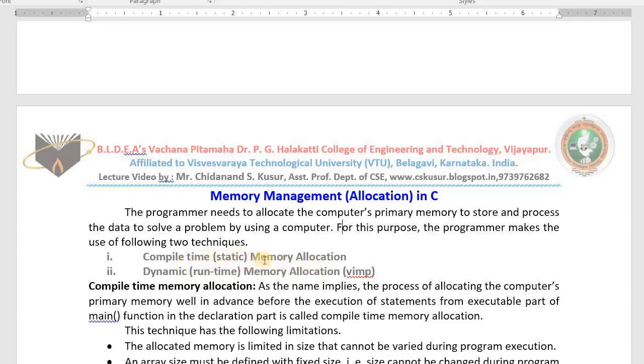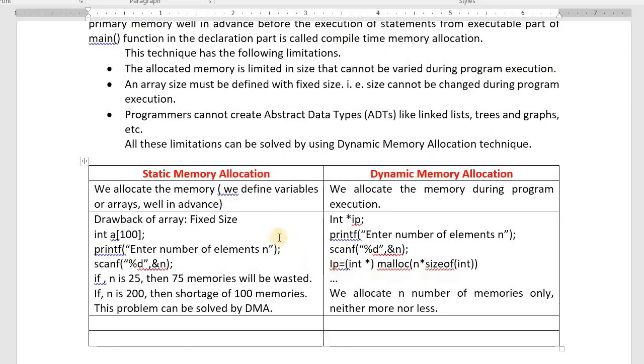This technique has its own advantages as well as disadvantages. Static memory allocation has some drawbacks while working with arrays. That is what I explained to you first. See here, I have written the difference between static memory allocation and dynamic memory allocation. We allocate the memory, that means we define the variables or arrays well in advance, before the input or before the process or before showing the result, in the declaration part. That is what we call static memory allocation.